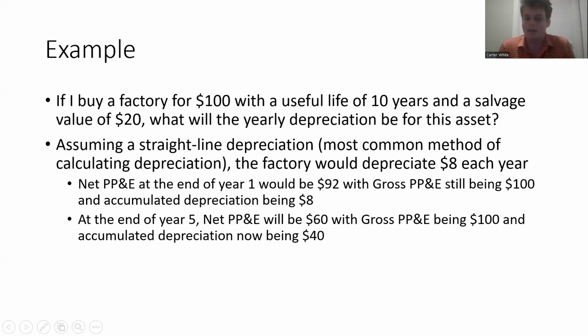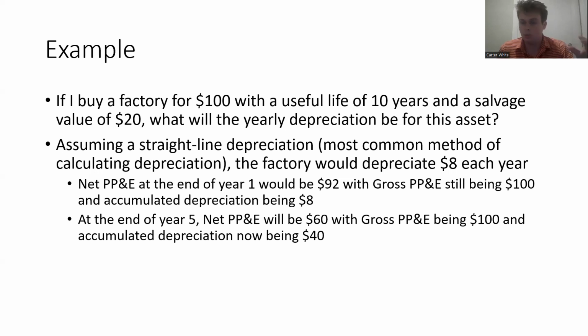Let's say I buy a factory for $100 with a useful life of 10 years and a salvage value of 20. What will the yearly depreciation be for this asset? Well, you can just do the same calculation. You can do what you bought it for, your gross PP&E, minus the salvage value. So $80. This is the total amount it will be depreciated over this 10-year period.